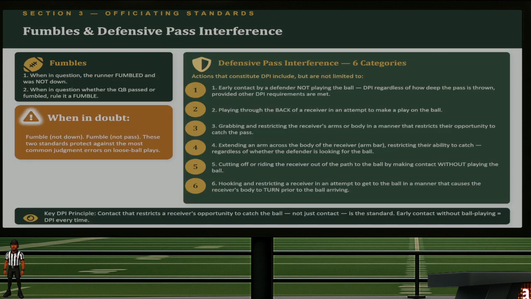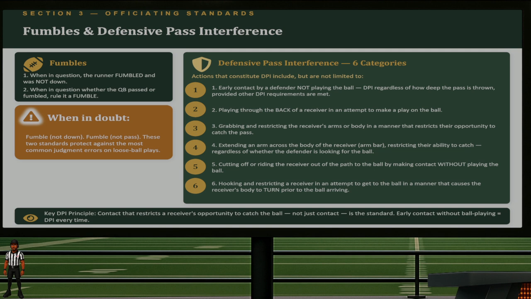Fumbles. 2 simple, critical defaults. Standard 1. When in question, the runner fumbled the ball and was not down. Standard 2. When in question regarding whether the quarterback passed or fumbled, it will be ruled a fumble. Both of these defaults protect against the most common judgment errors on loose ball plays. When you are not certain, the default is fumble. Not incomplete pass.